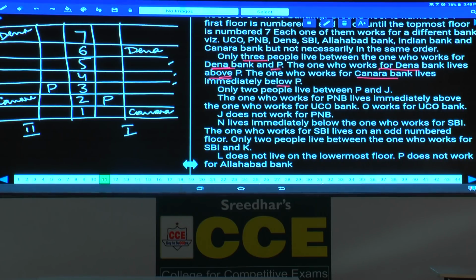Then only 2 people live between P and J. In case 1, J must be on the 5th floor, and in case 2, J must be on the 6th floor. Only 2 people live between P and J.